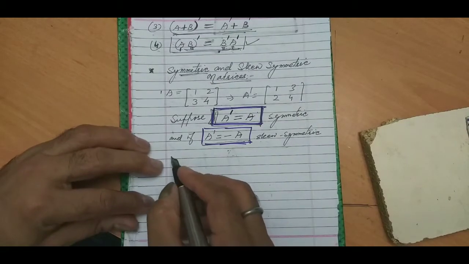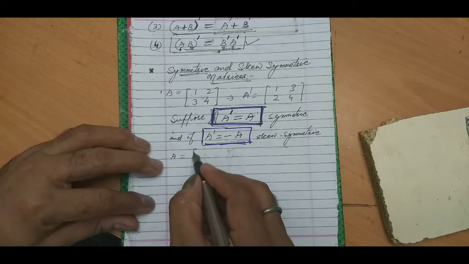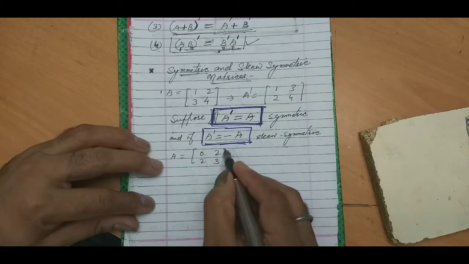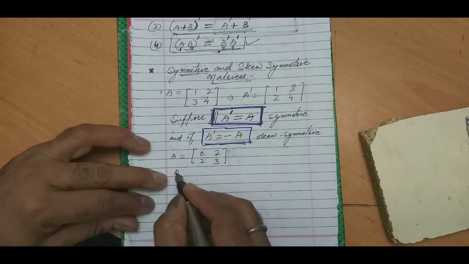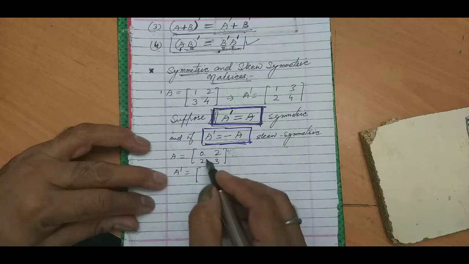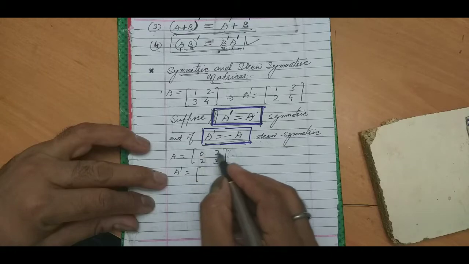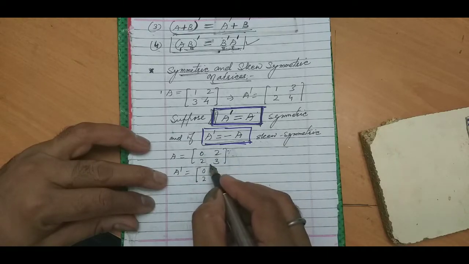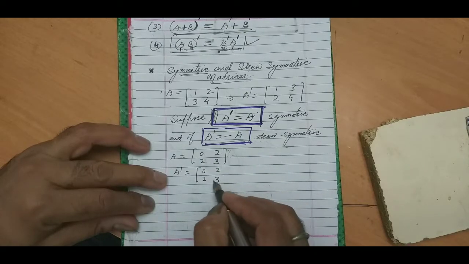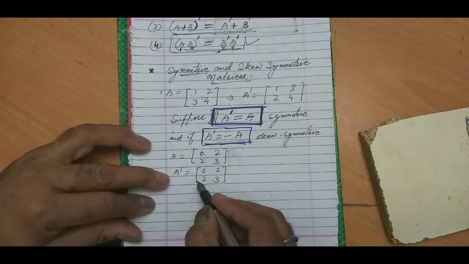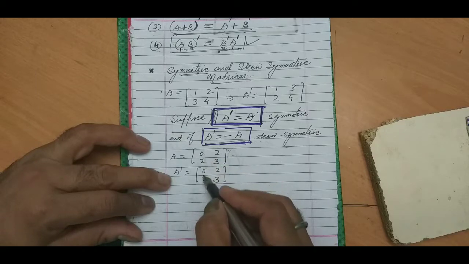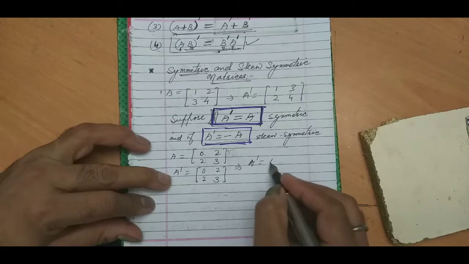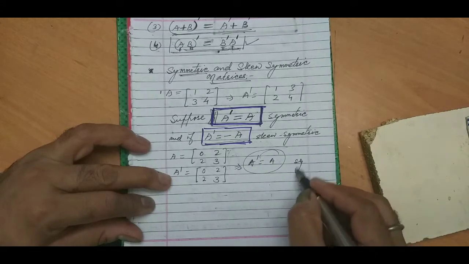Let us suppose we have matrix A is equal to 0 2 2 3. Let us take its transpose. Then transpose would be 0, this is row, this will become column, 0 2, and this is row, this will become column, so 2 3. So now look at here, you just compare with this old one, 0 2 2 3, same only. So we can write here A dash is equal to A, means the matrix is symmetric.